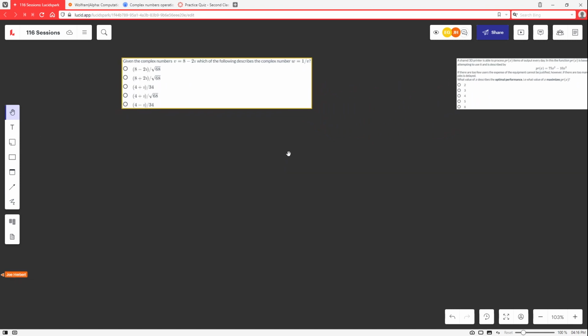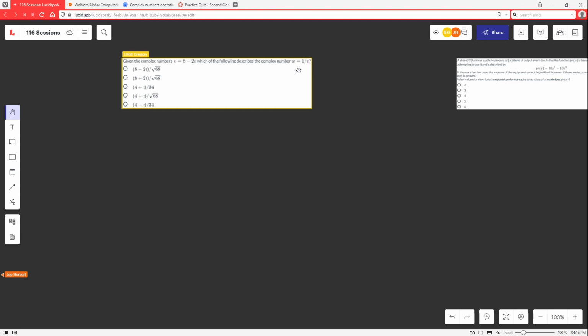Next one. Given the complex number v equals 8 minus 2i, which of the following describes the complex number w equals 1 over v? This is the same concept. We're going to do the same thing, really. The major difference is that we need to remember that 1 can be expressed as a complex number, which is 1 plus 0i, which just gets rid of the imaginary part.